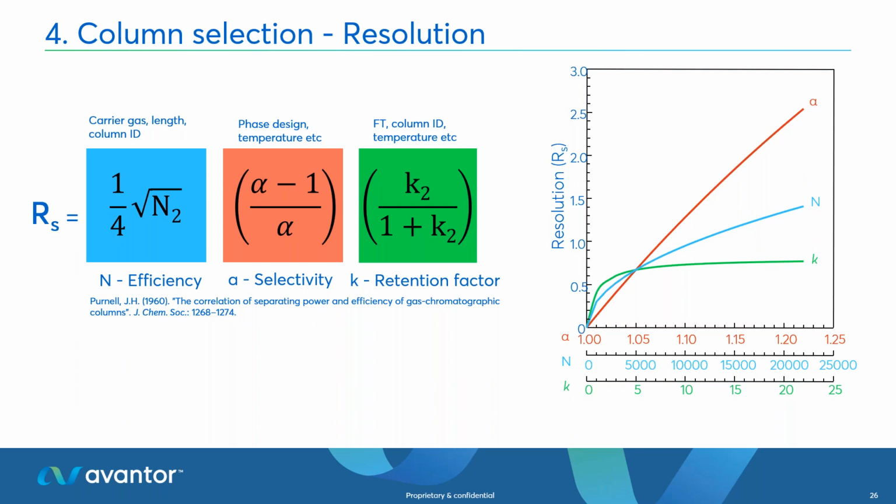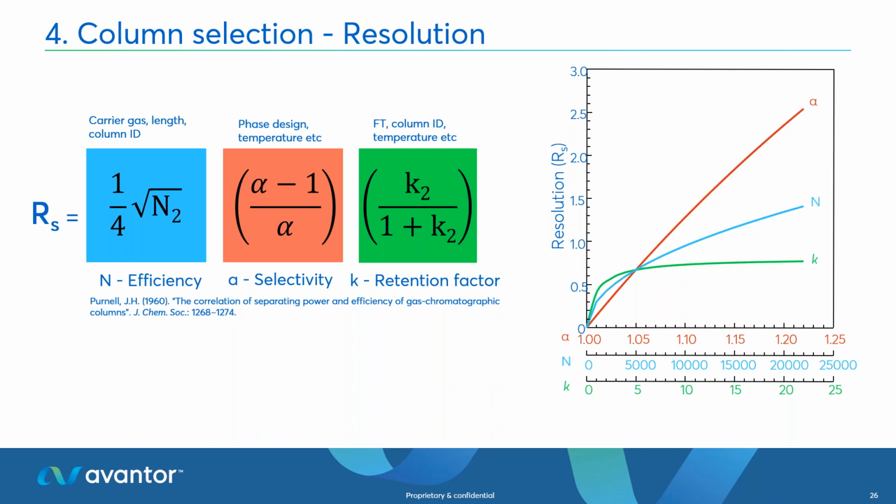So to improve it, we can work on the efficiency. This is the number of theoretical plates in the column, relating to the dispersion of the analytes in the column, and then achieving narrow peak width. We can adjust the carrier gas, the length, and the column ID to improve this. Adjustment of the carrier gas can be in the flow rate or even using a more efficient gas. We talked about the column efficiency on the earlier slide and the velocities that you can work with. So this is an important point here.